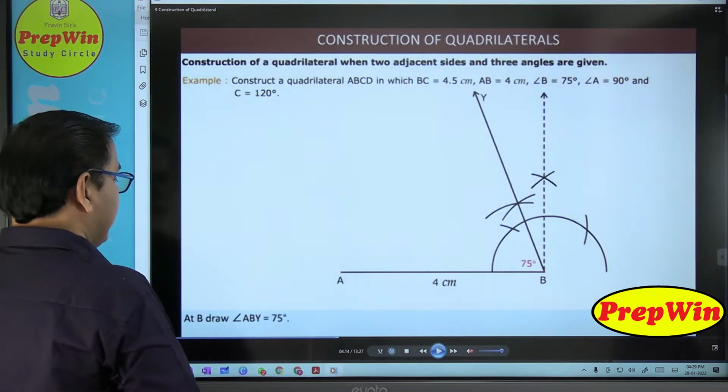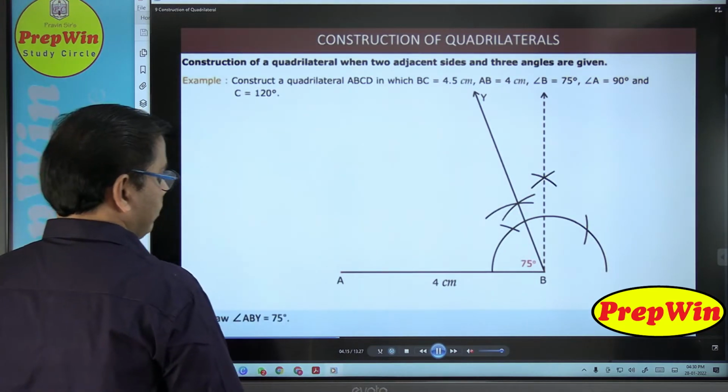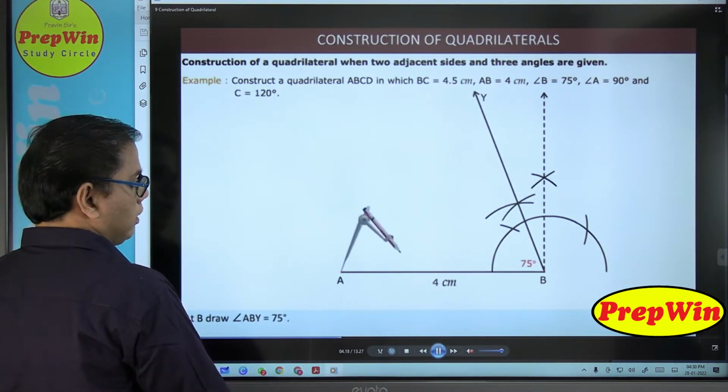Now angle A is 90 degree. Look here, 90 degree. How is 90 degree drawn? First a semicircle.